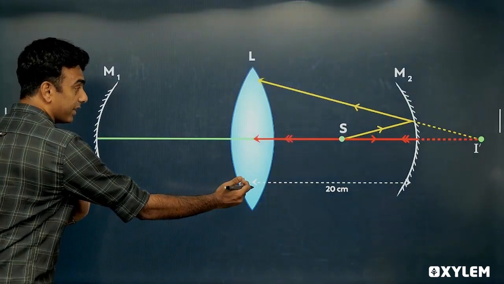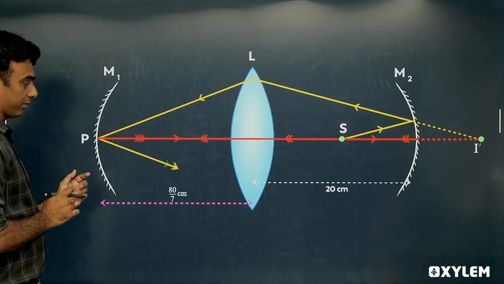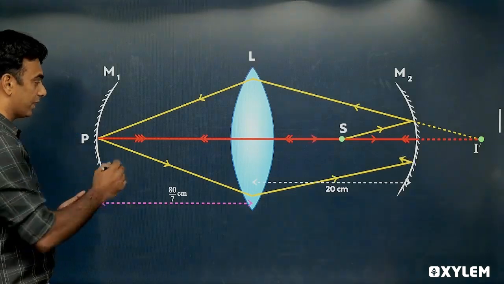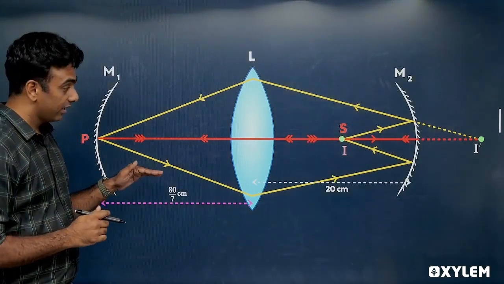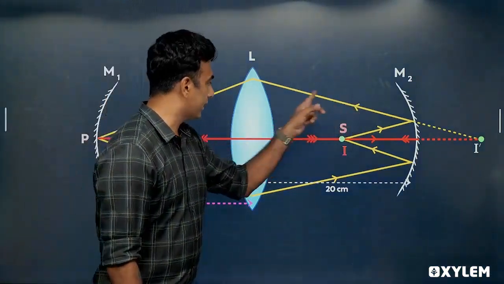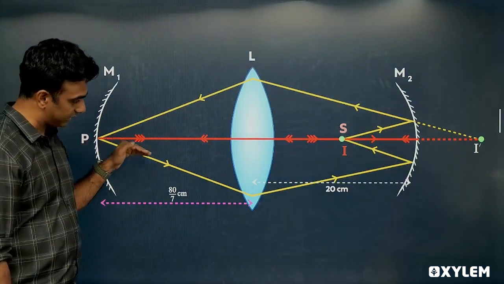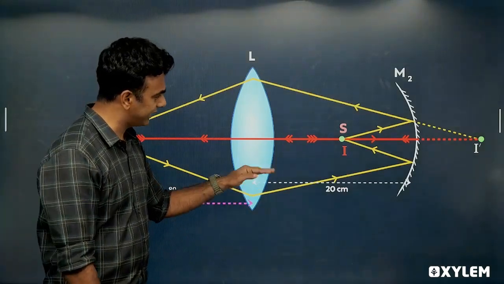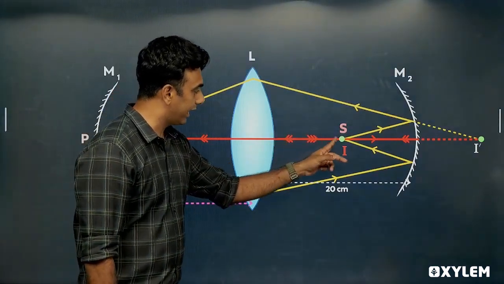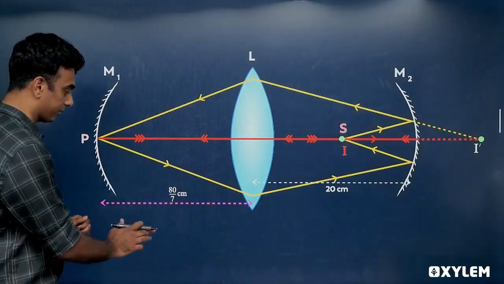See, 80 by 7 is the entire length. That means the light ray is incident at the pole of the mirror. What will happen? At the pole, the principal axis is the normal. Therefore, the ray will be reflected with the same angle, exactly symmetrical. Therefore, again the image forms at the object itself.